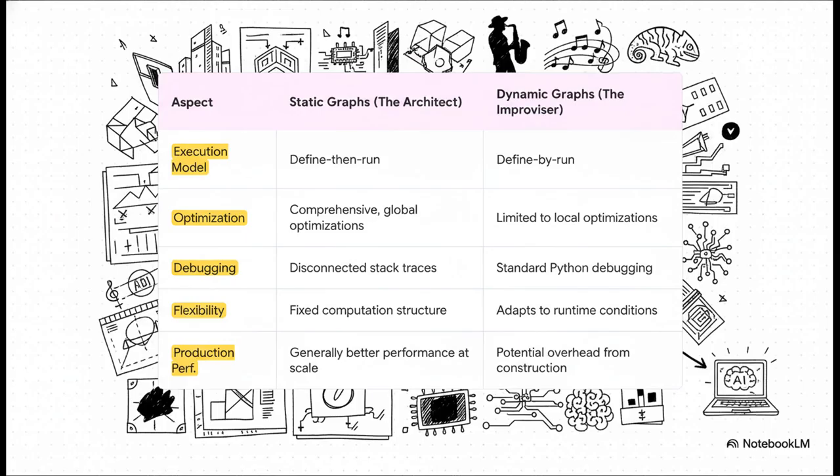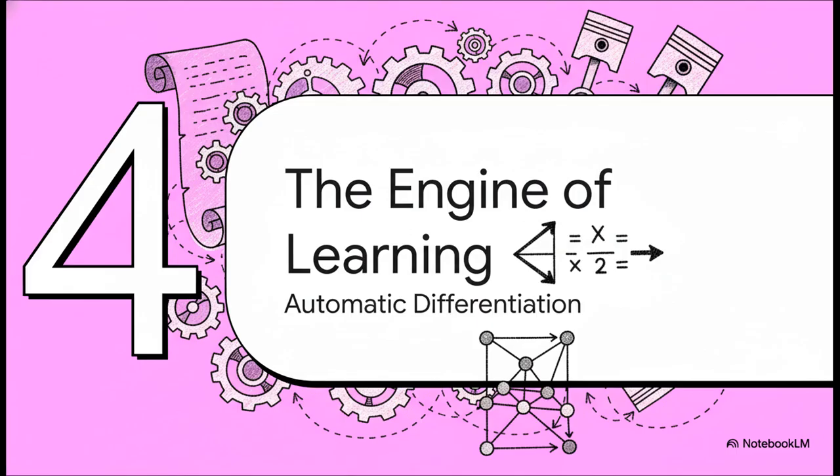That makes them super efficient and great for production systems where every millisecond counts. But the dynamic graphs, the improvisers, are way more flexible and so much easier to debug, which is exactly why they became the favorite tool for researchers who are constantly experimenting. Okay, so we've got the blueprint, the computational graph.